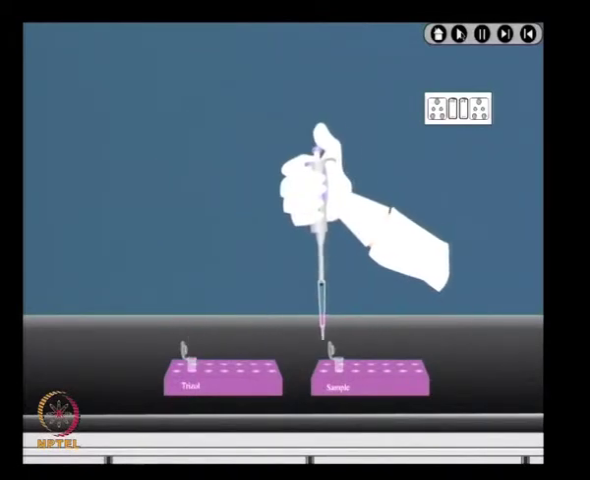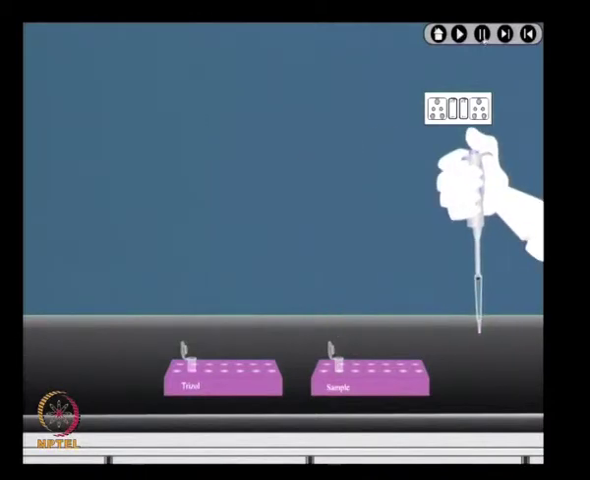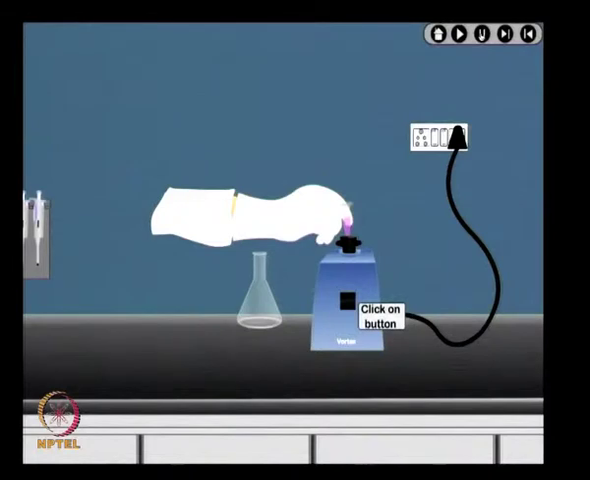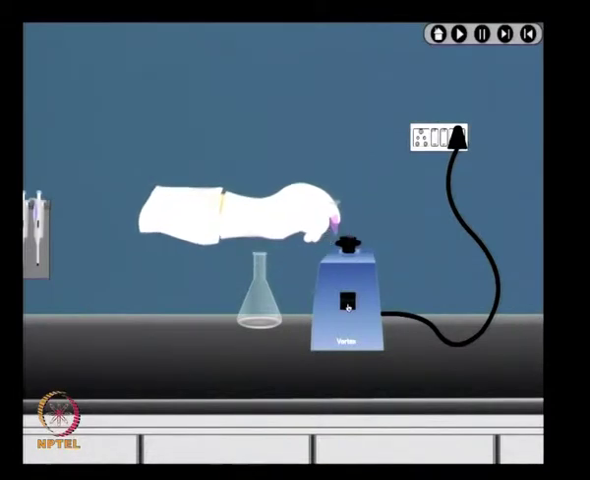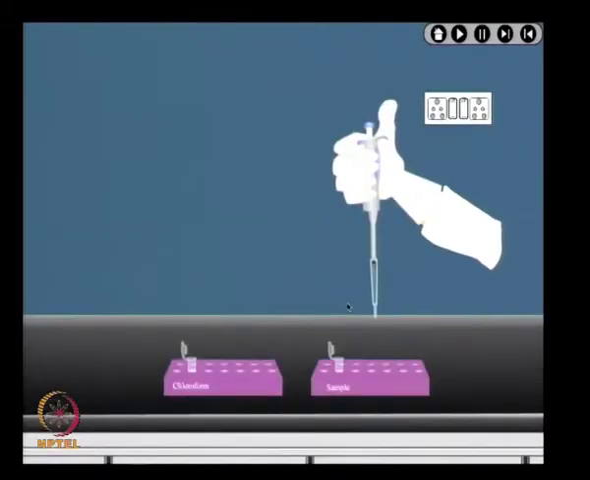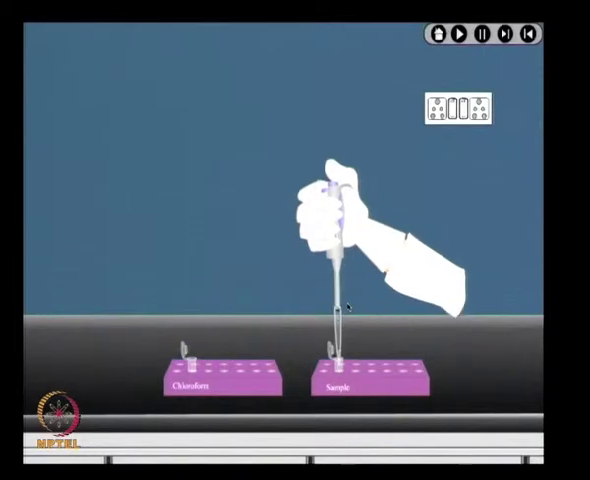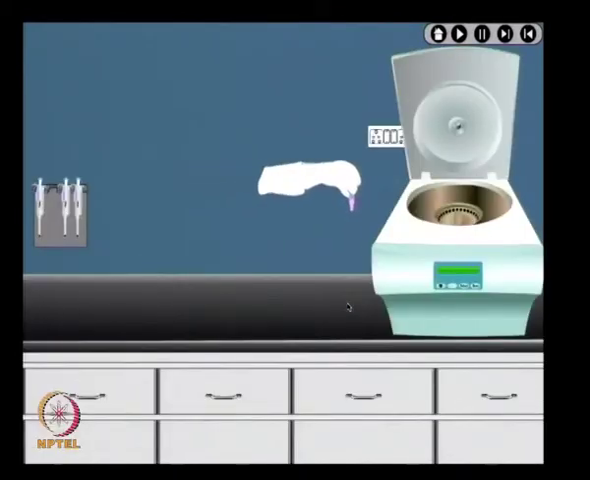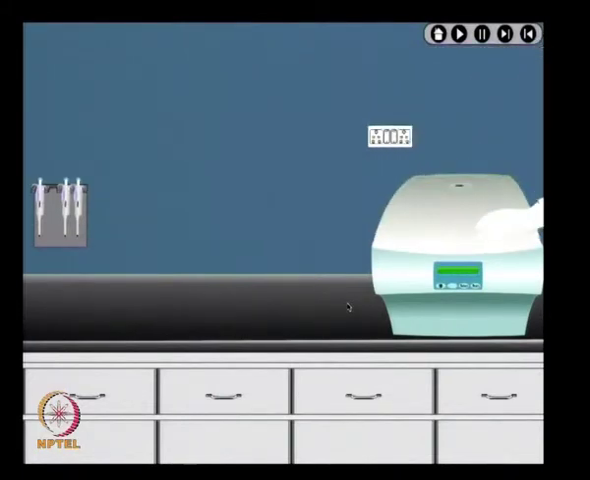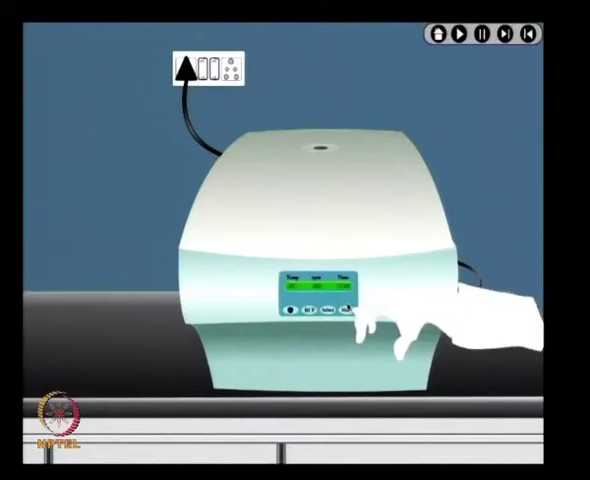To the supernatant, add 1 ml of Trizol and 200 microliter of chloroform and mix vigorously for 15 seconds. So, click on the vortex here, mix it vigorously at room temperature to allow the phase separation. After phase separation, centrifuge the sample at 12,000 rpm for 15 minutes at 4 degrees.